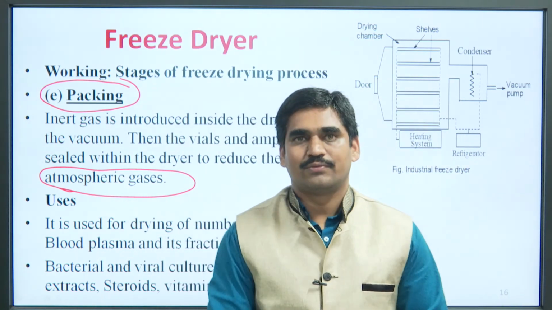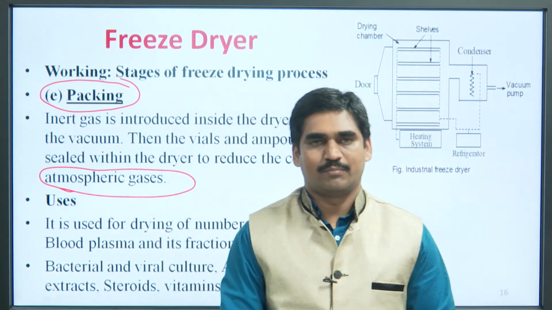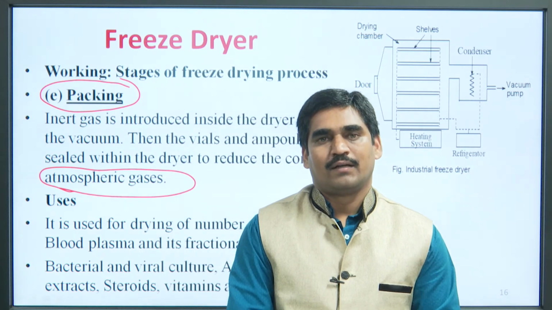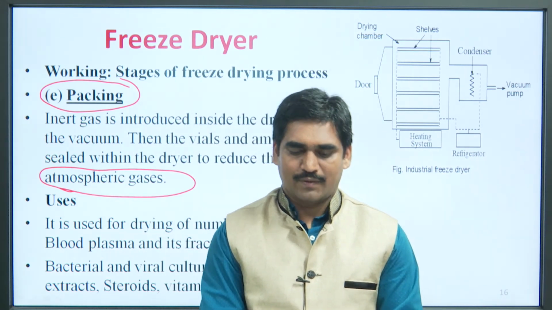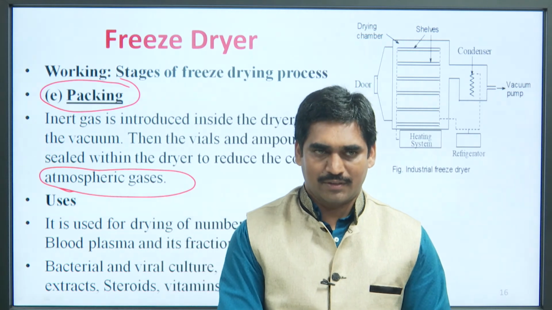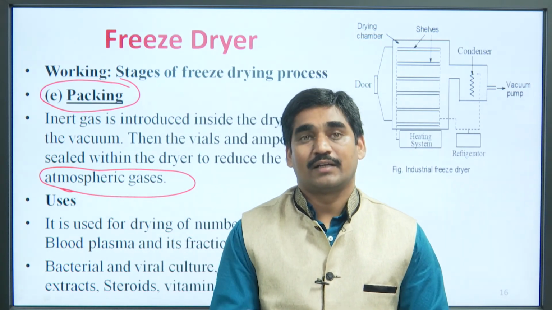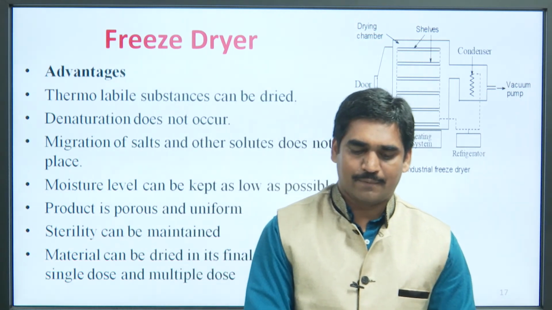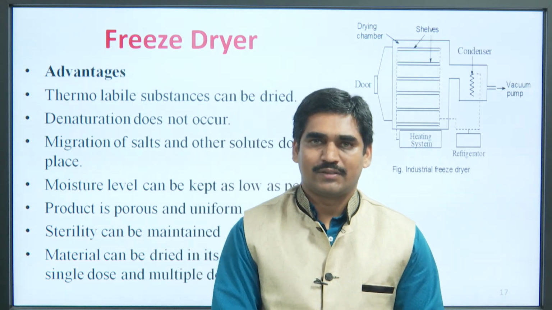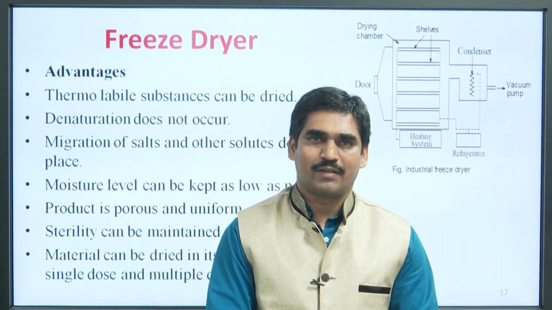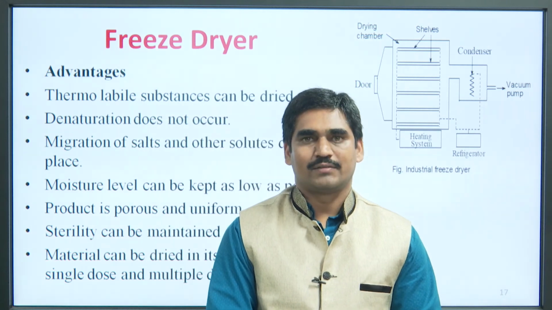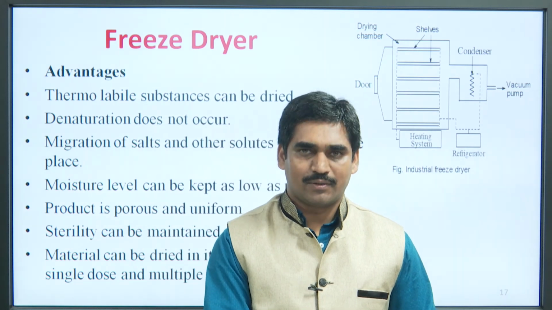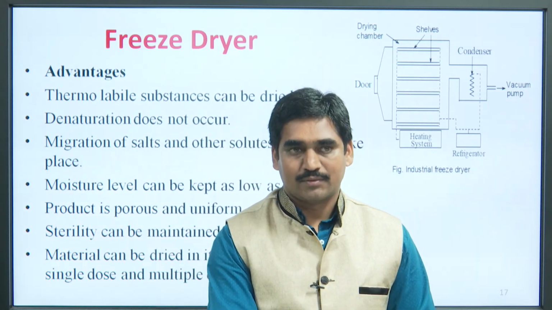Now, uses of freeze dryer. It is used for drying a number of products like blood plasma and its fractionated products, bacterial or viral cultures, antibiotics, plant extracts, steroids, vitamins and enzymes. These are the advantages of freeze dryer: thermolabile substances can be dried, denaturation does not occur, migration of salts and other solutes does not take place, moisture level can be kept as low as possible, and the product is porous and uniform.